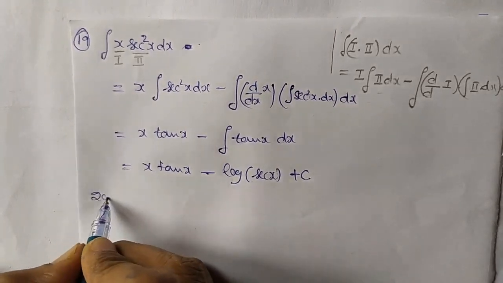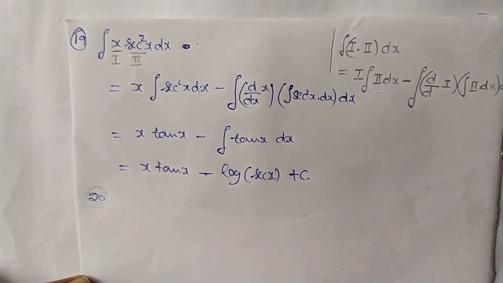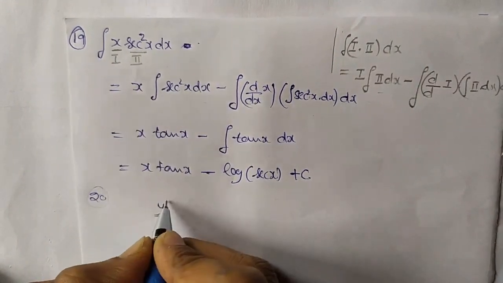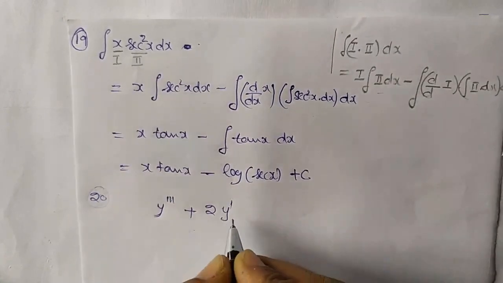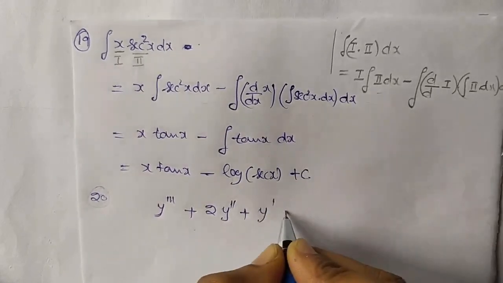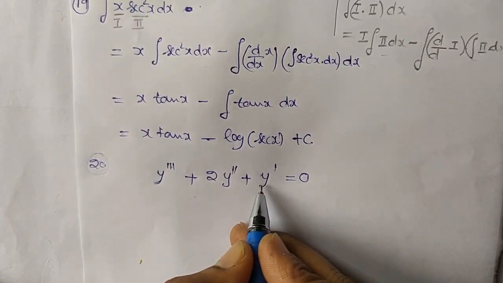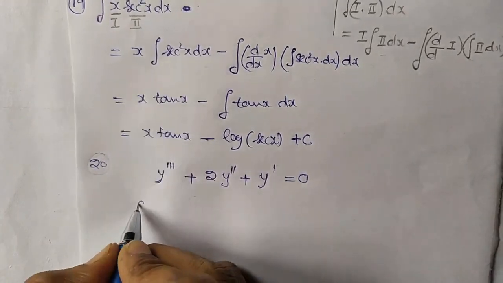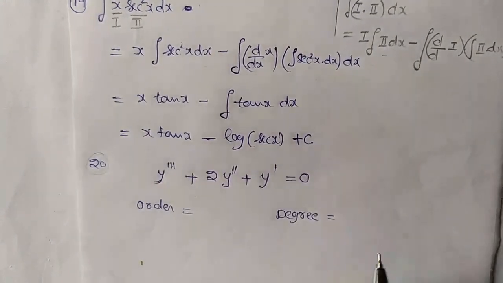Next, see question number 20 in your question paper. Find the order and degree of the differential equation. The differential equation given is y triple dash plus 2y double dash plus y dash equals 0. Since we know that y dash is nothing but dy by dx, that is first order, first differentiation, second differentiation and third differentiation. What about the order and degree?